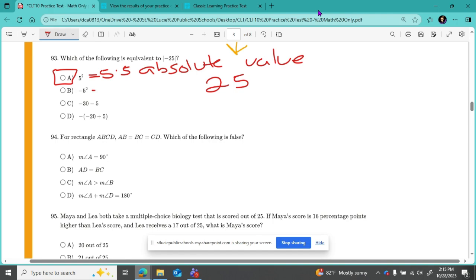B would be negative 25 because we got the negative sign outside. C would be negative 35. And negative 20 plus 5, parentheses first, would be negative 15. And then negative 15 would be positive 15.